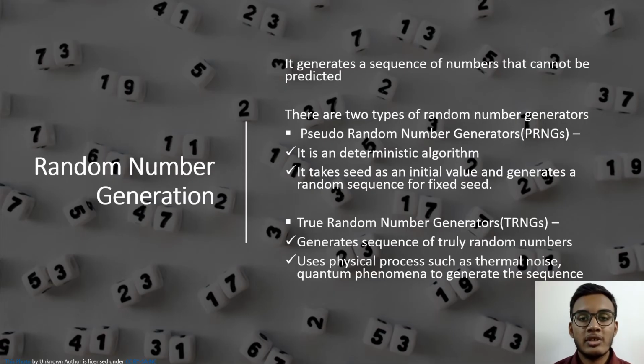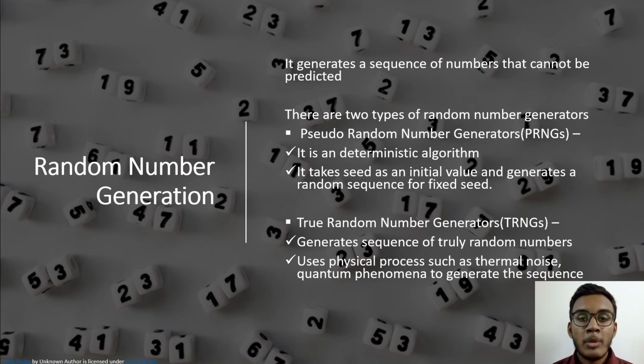Random number generation. It generates a sequence of numbers that can't be predicted. It is of two types: pseudo-random number generator. It is a deterministic algorithm. It actually takes an initial value and generates a sequence of random numbers.